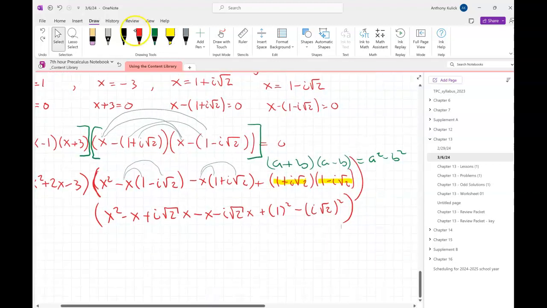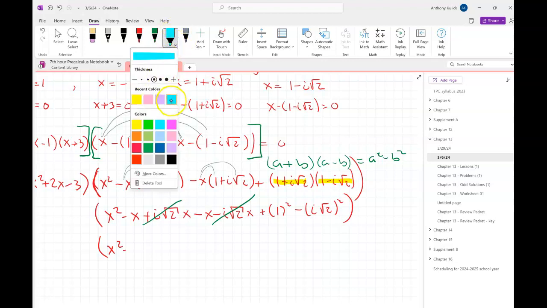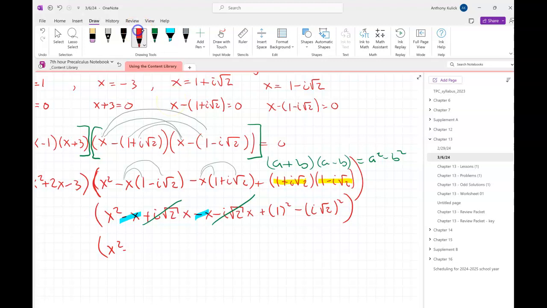All right, so let's continue simplifying down. I notice I have a plus I root 2 and a minus I root 2. Those cancel out. And I have a negative x and another negative x. Neither of them are squared.